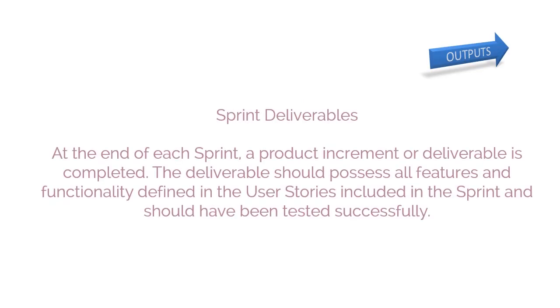We have seen the inputs and tools involved. Let's now see the outputs generated in the last leg of the process. Sprint Deliverables is the first output. At the end of each sprint, a product increment or deliverable is completed. The deliverable should possess all features and functionality defined in the user stories included in the sprint and should have been tested successfully.